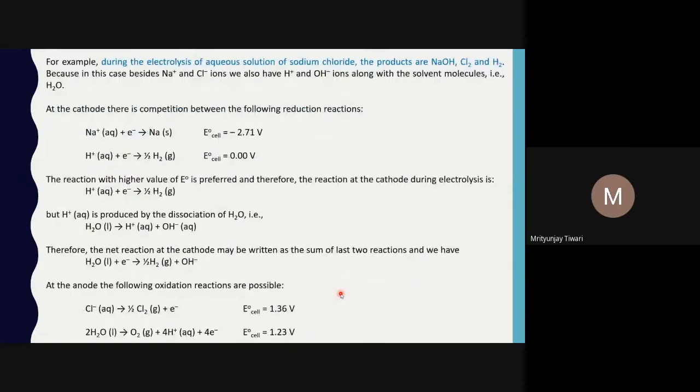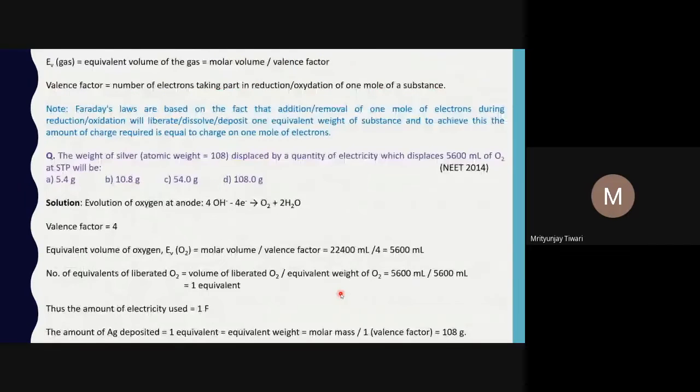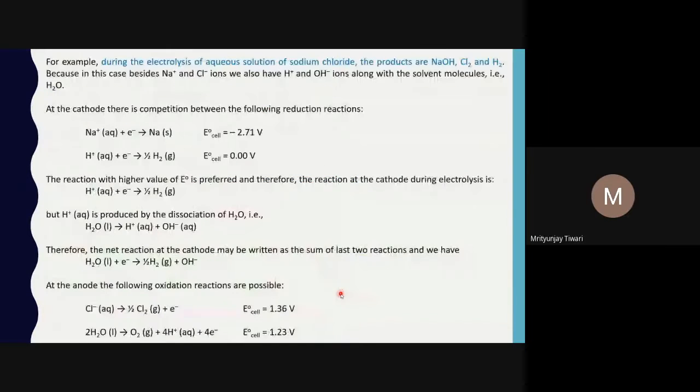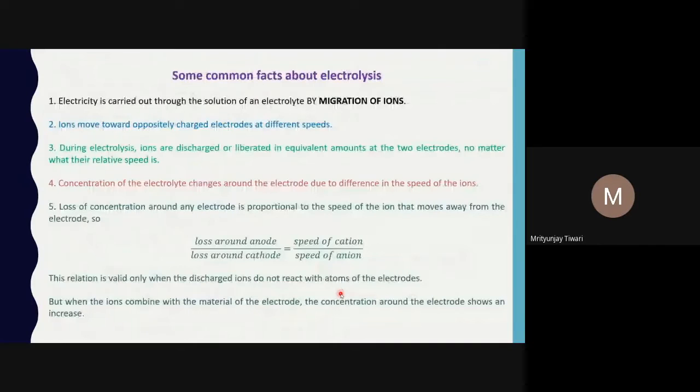Now there are quite a huge number of numerical problems, like these numerical problems I have actually explained. We have tried to solve them. Now, just some common facts about electrolysis. The electricity is carried through the solution of an electrolyte by migration of ions. This is a simple but important thing.